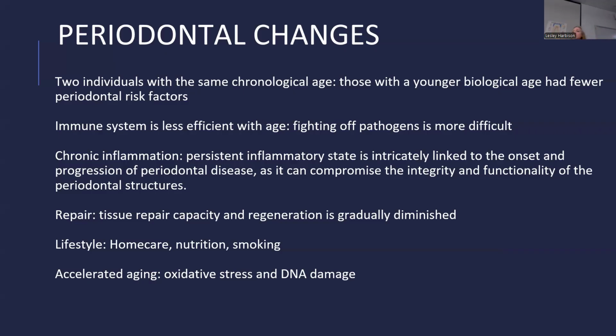Chronic inflammation, a persistent inflammatory state, is intricately linked to the onset and progression of periodontal disease. And it can compromise the integrity and functionality of periodontal structures. We know that. That's just obvious review. Repair, tissue doesn't repair quite as well. Blood flow can be compromised, things like that. Lifestyle, again, nutrition, home care, smoking habits, drinking habits, accelerated aging, there's oxidative stress and DNA damage just from aging. So there are some factors going against us as we age, but there's also a lot of things that can be done in prevention as well.